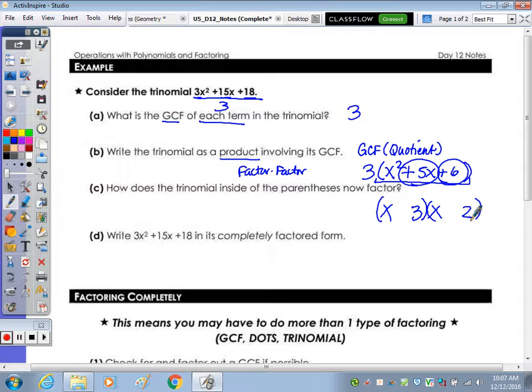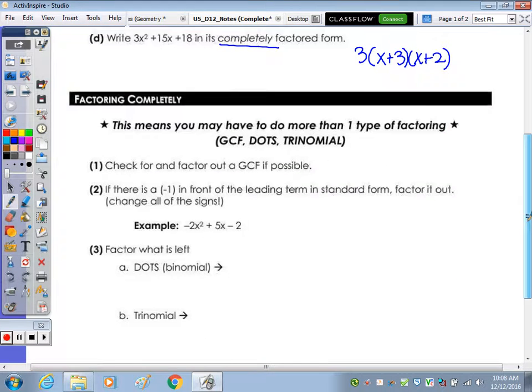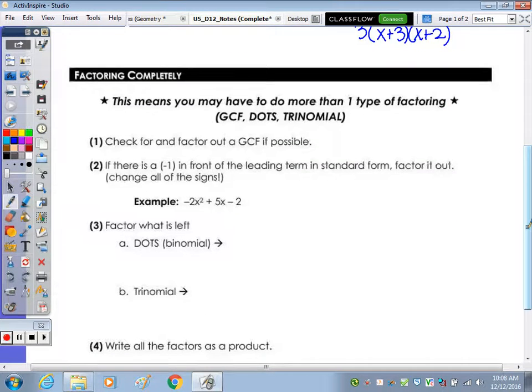Multiplying to a positive and adding to a positive means both signs are plus. So to write that expression in its completely factored form would be 3 times x plus 3 times x plus 2. All of these have to multiply back to that original trinomial expression. So factor completely means you factor till you can't factor anymore. This means you may have to do more than one type of factoring.